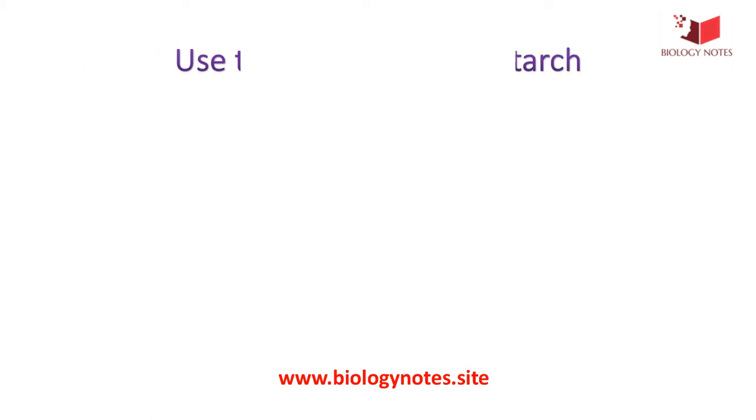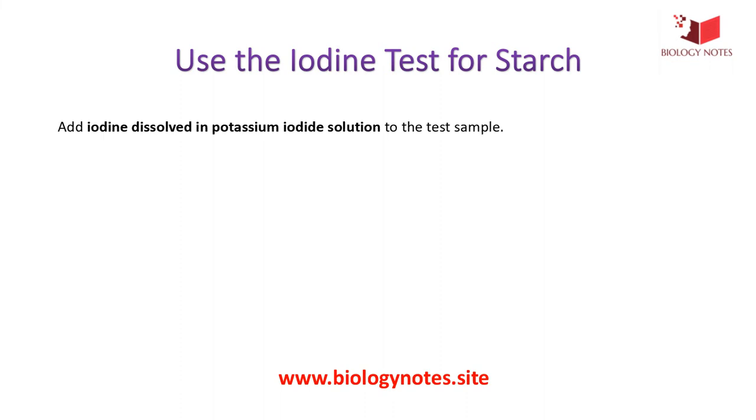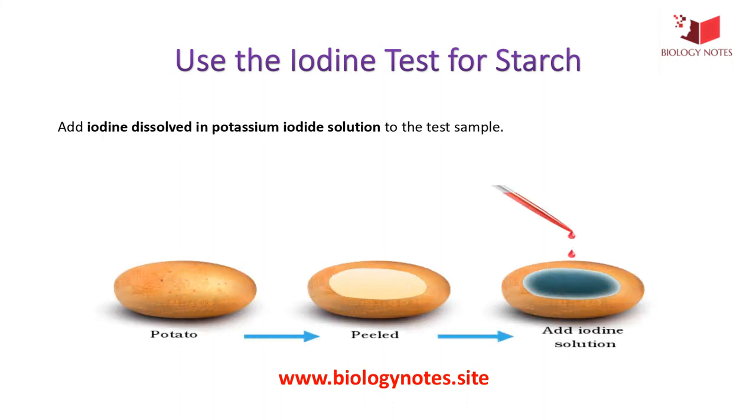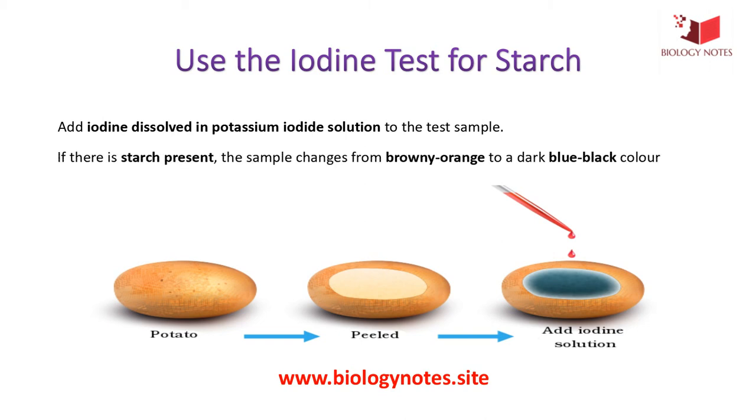Use the iodine test for starch. If you do any experiment on the digestion of starch and want to find out if any is left, you'll need the iodine test. Just add iodine dissolved in potassium iodide solution to the test sample. If there is starch present, the sample changes from browny orange to a dark, blue-black color. Make sure you always talk about iodine in potassium iodide solution, not just iodine.